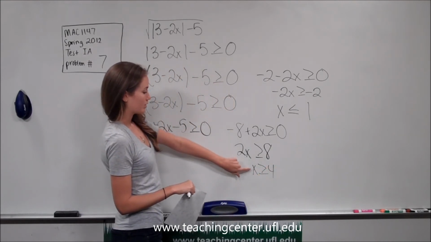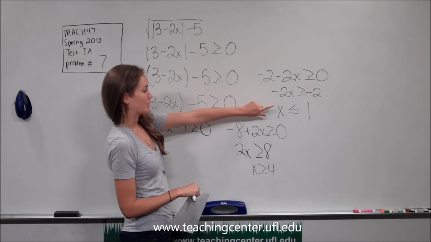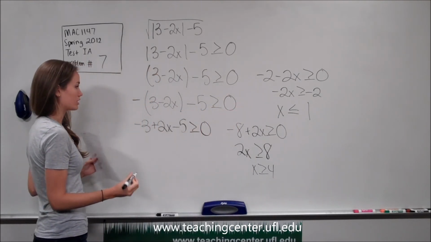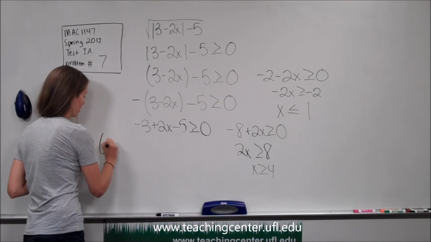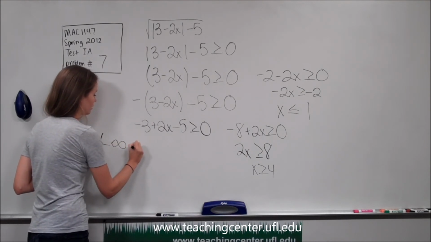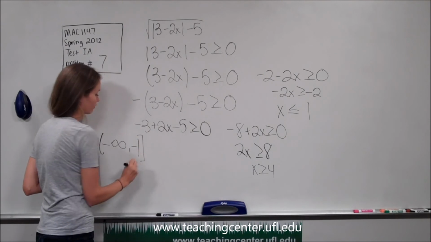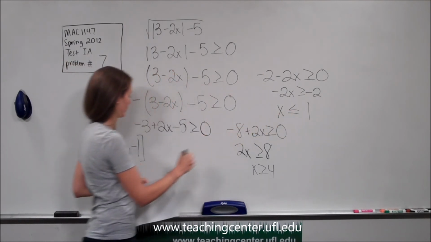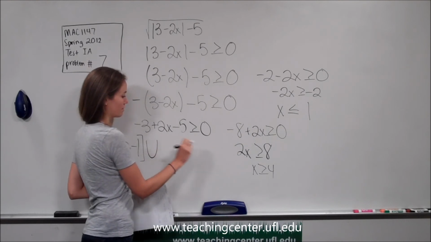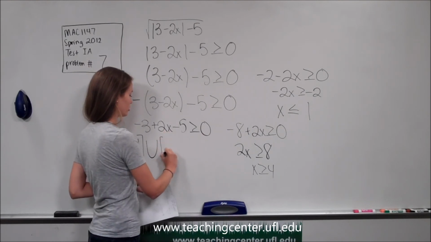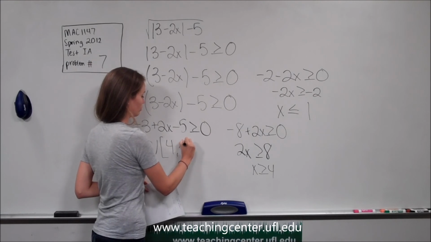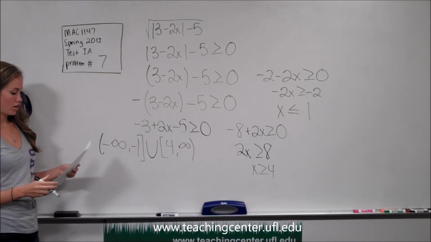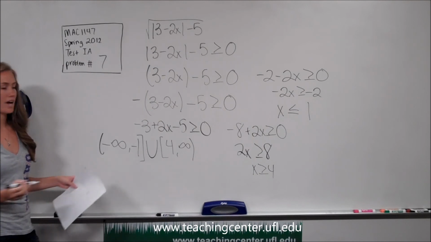So we need x to be greater than or equal to 4 and x to be less than or equal to 1. And so that means that our domain is going to be from negative infinity to 1, including 1, so we use a bracket because it's less than or equal to, union, and then from 4, including 4, so we use a bracket, to positive infinity. And so that is our answer, and the only answer choice that gives that is B.